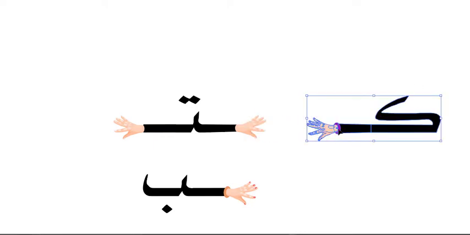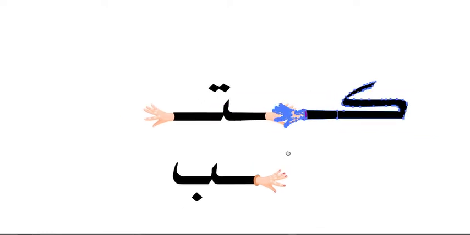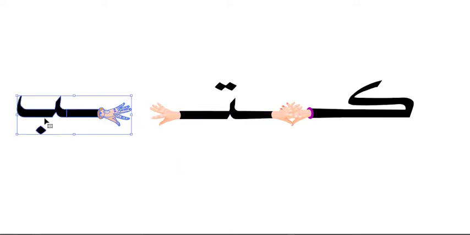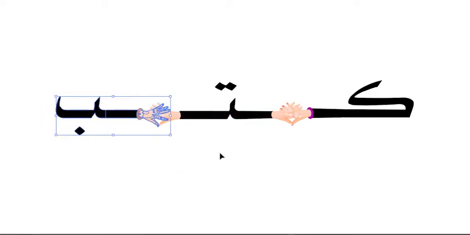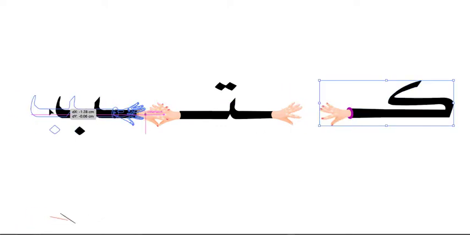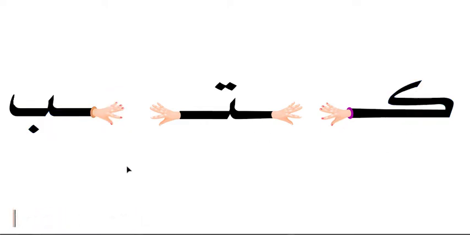Okay, so this is the letter ta. It has two hands. Why? Because there is another letter that should be connected after it. See? So now we have kaf, ta, ba, and this word, kataba. So every letter has two hands. When we write words, these letters should be connected.